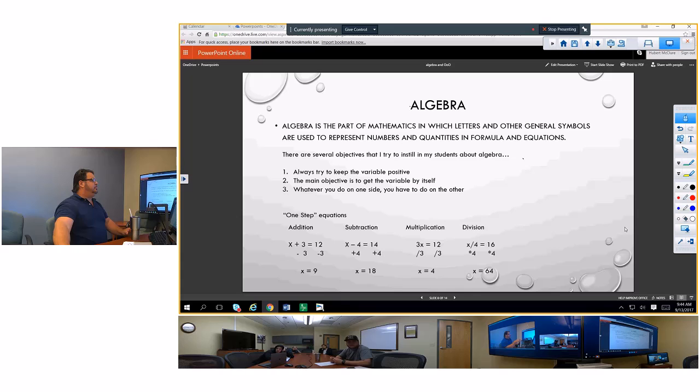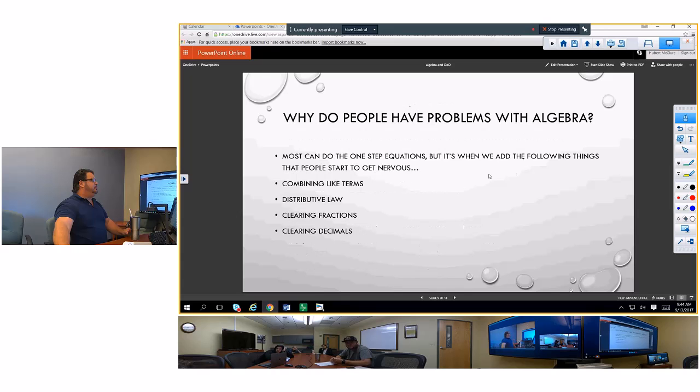Where do students have the problem with algebra? Order of operations. It's when you do more steps to those one-step equations, when you put them all in there. First thing, combining like terms. Second thing, distributive law. Third thing, clearing fractions. That first homework question that was sent out of chapter 2 is clearing fractions. So that means somebody has forgotten how to clear fractions. Clearing decimals. Those are the things that y'all struggle with.